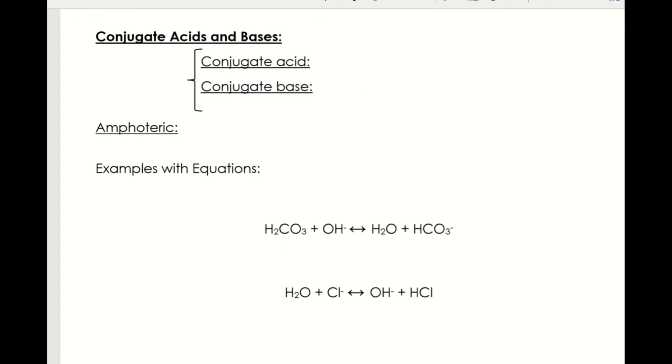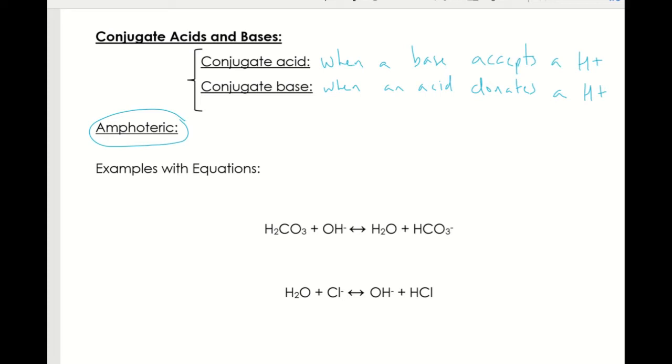The main focus of today is conjugate acids and bases. So a conjugate acid is basically what happens when a base accepts the hydrogen. Okay, so the acid gives it to the base. That's a conjugate acid. A conjugate base is when an acid donates the H. And we'll see some examples down at the bottom in a second.